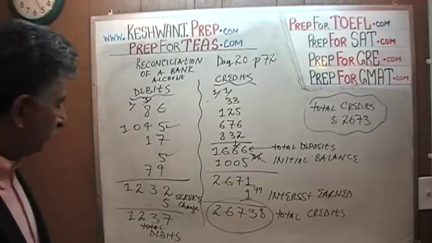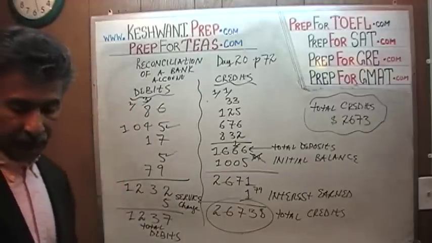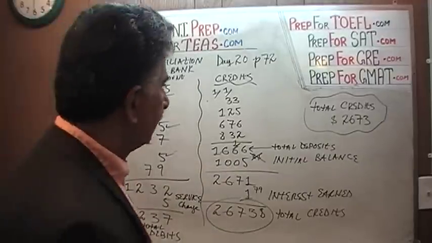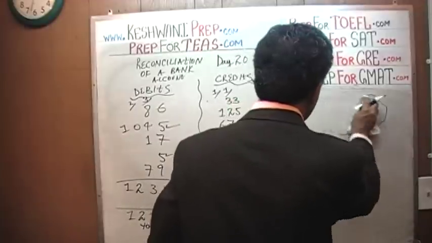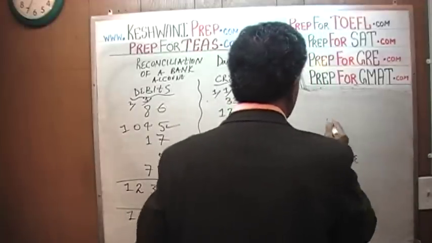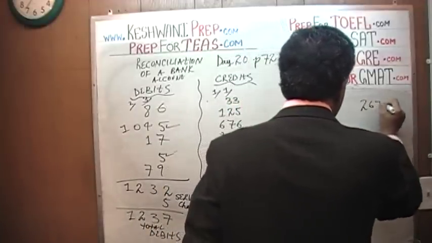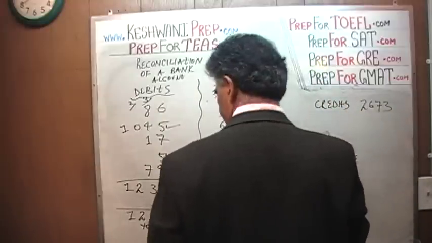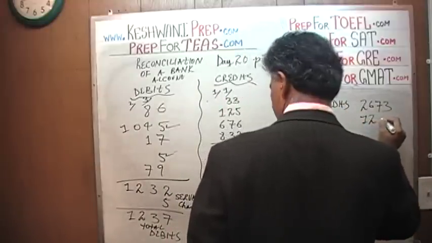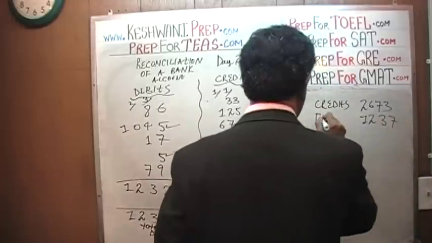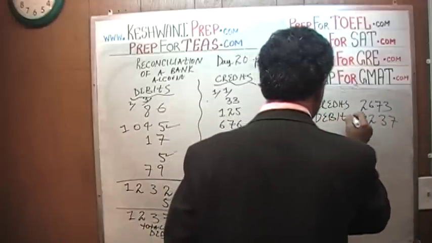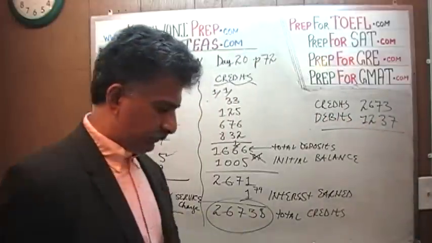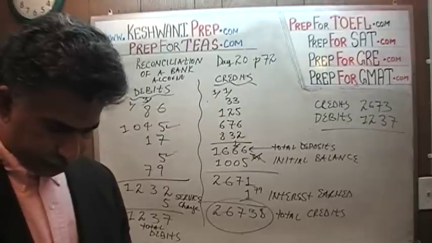That's it, we're done. We have the total credits, we have the total debits, we are ready to do our work. Let's do it right here. 2673, remember it? 2673, those were the credits. 1, 2, 3, 7, those are the debits. Whatever we get at the end is the answer.